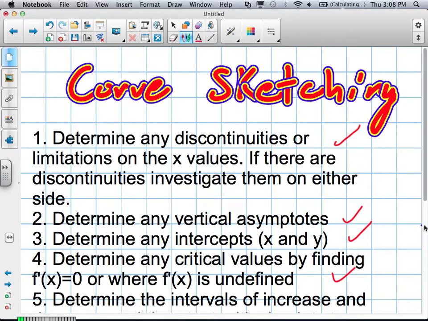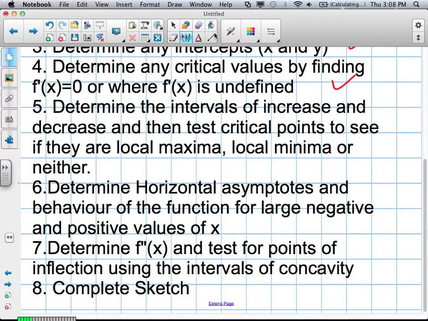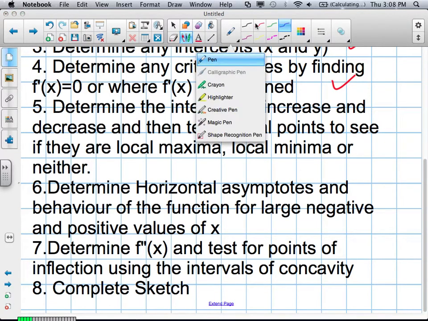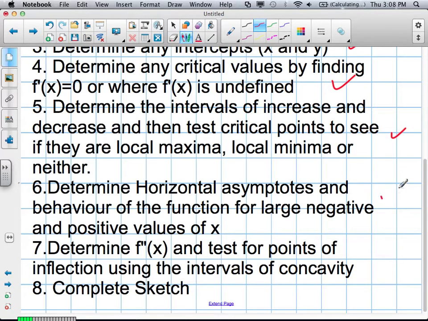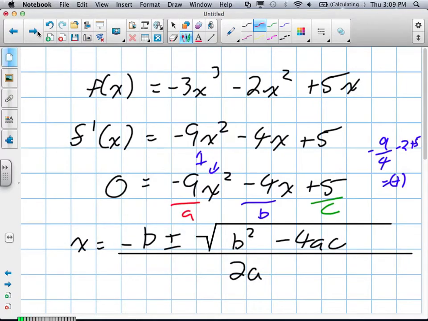Look down this list. We found, determine intervals of increasing and test critical points to see if there are local maximums or minimums. Okay, we can find out local maximum. Horizontal asymptotes, we won't have any. So we've checked those two also. Determine f double prime x for inflection using intervals of concavity, and then sketch. So the last thing we need to do is find the second derivative of this function.